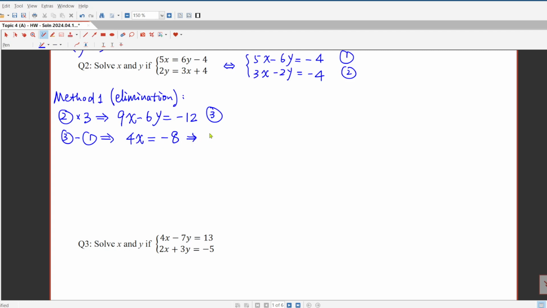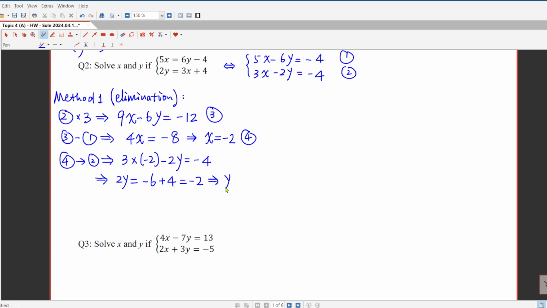And immediately you can solve x equals -2, right? And then put equation number 4 back into either 1 or 2. For example, I think the second one is easier. And then you have 3 times -2 minus 2y equals -4, right? And simplify this will give you 2y equals -6 plus 4, which equals -2.